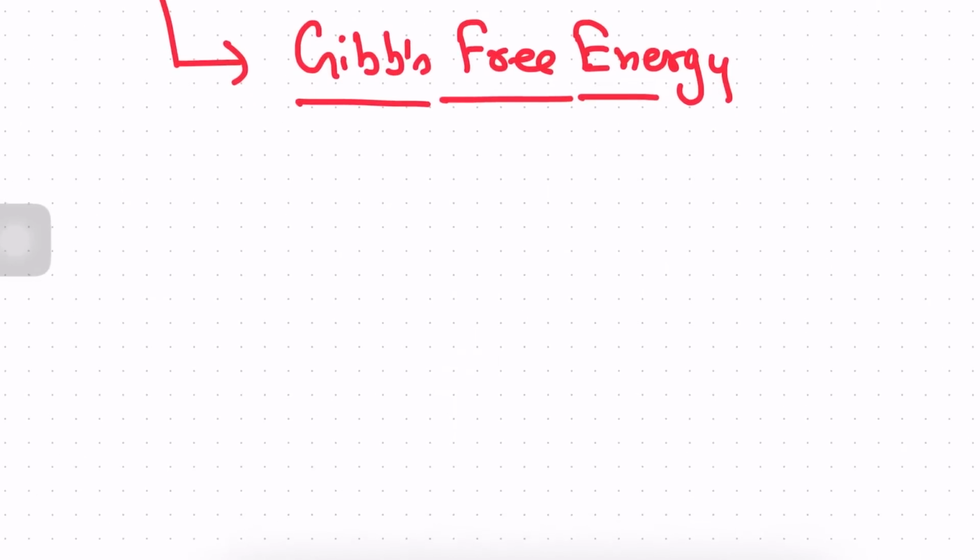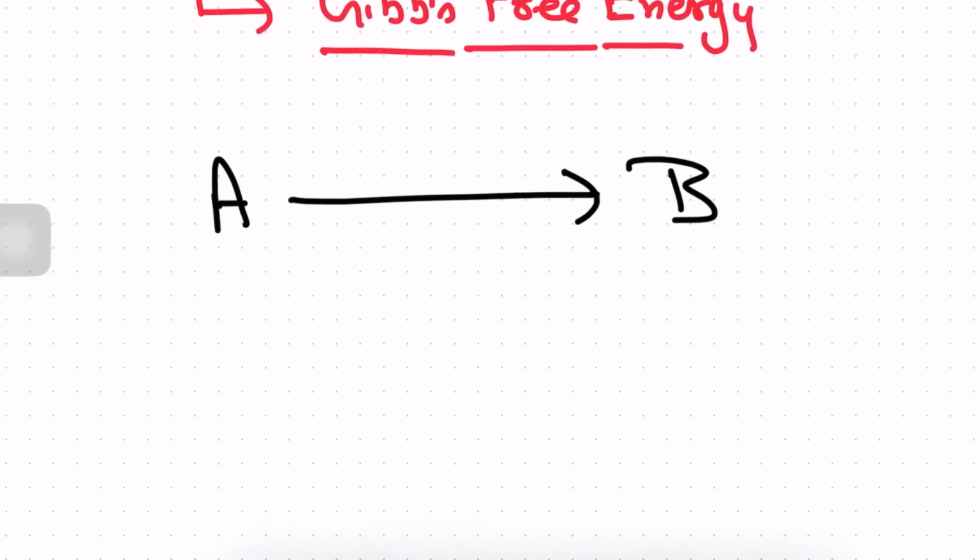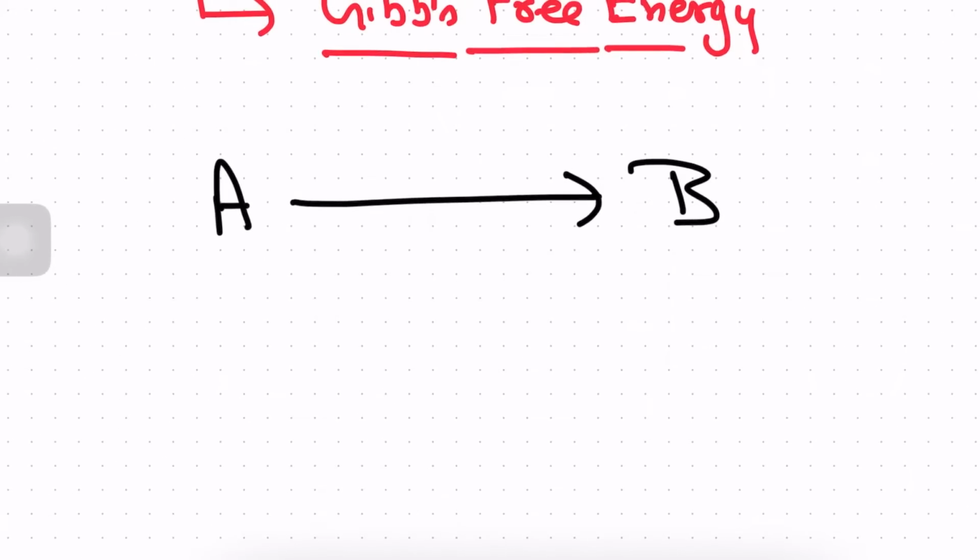to Gibbs free energy. Now here, let us suppose you have a reaction A being converted into B. If you want to calculate whether this reaction is possible or not, whether A can be converted into B, whether this reaction is going to proceed in the forward direction or not, you can easily predict this if you know the concept of Gibbs free energy.